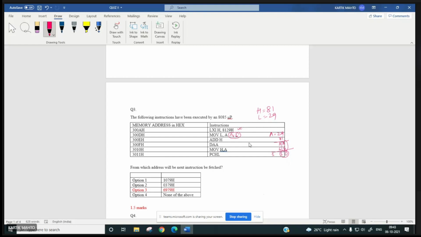Now A is moved to H. So H will be 10. Next it will be PCHL. PCHL. So this HL will be transferred to PC. So 1029 will be the PC, no? 29.